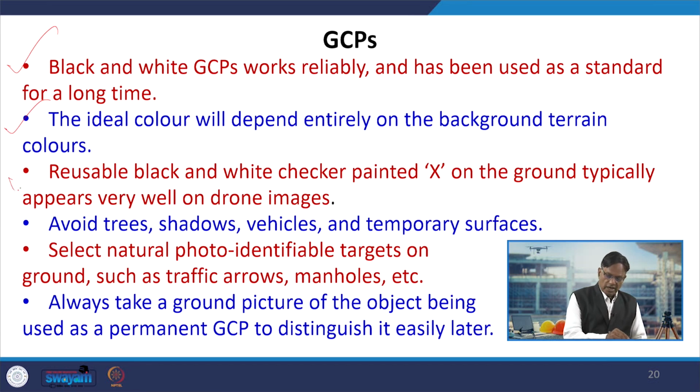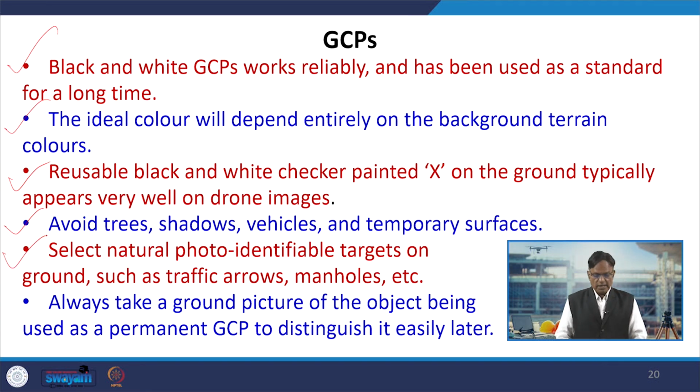A reusable black and white checker point, or a painted X cross on the ground, typically appears very well on the drone images. It has been found that the X sign, the cross sign, which is black and white checker, if kept on the ground, is clearly visible on the drone photogrammetric images. We have to avoid selecting points like a tree or shadow or a parked vehicle or some temporary surface as GCPs.